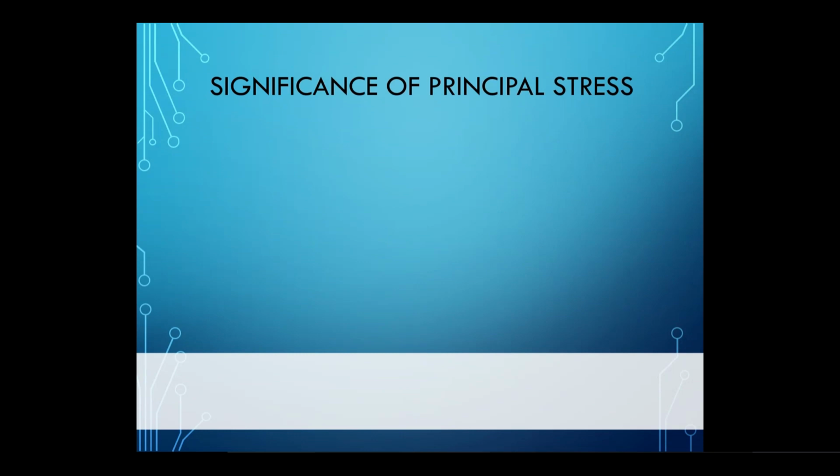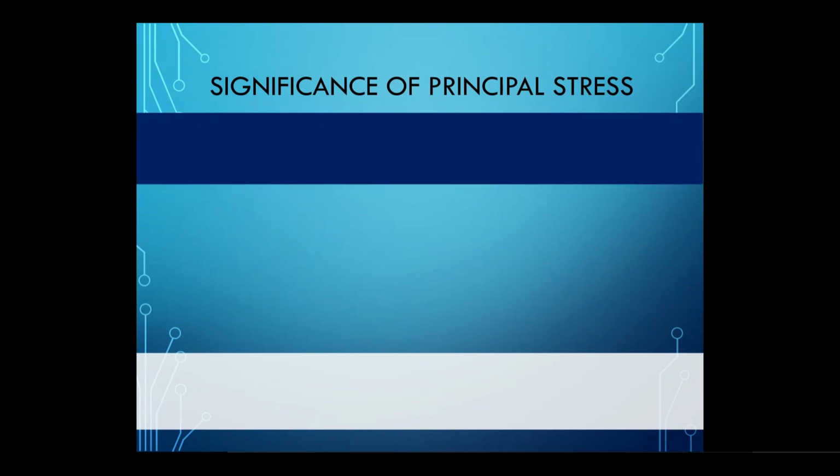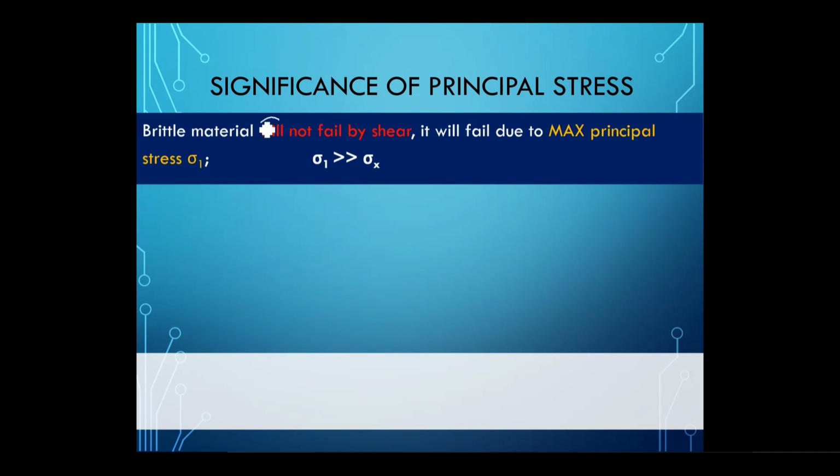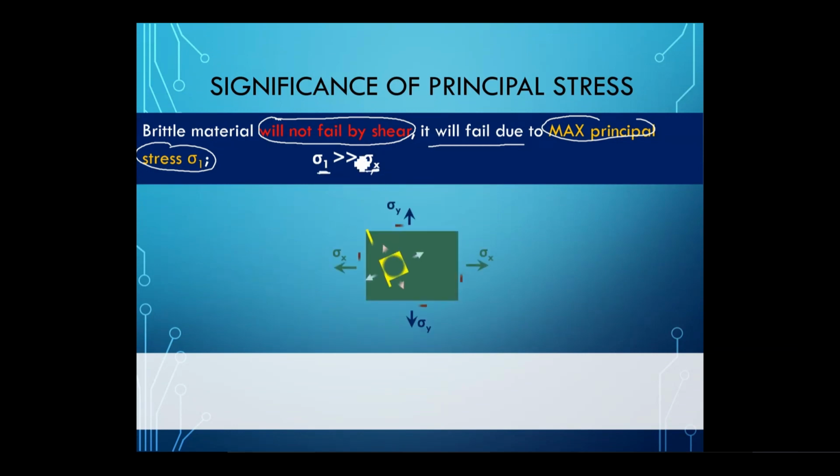Now, what is the importance of it? What is the significance of principal stress? The significance is that brittle material will not fail by shear force. It will only fail due to the maximum principal stress sigma 1. And sigma 1 is much greater than sigma x. If I keep this same image here, sigma 1 is the maximum principal stress and it is greater than sigma x. Clear enough? Is this understandable?